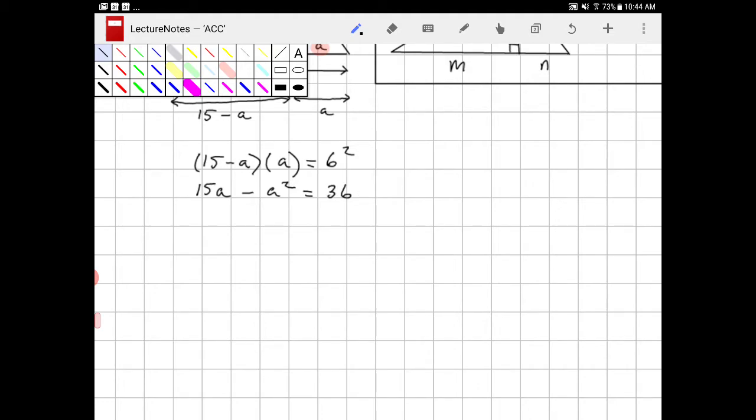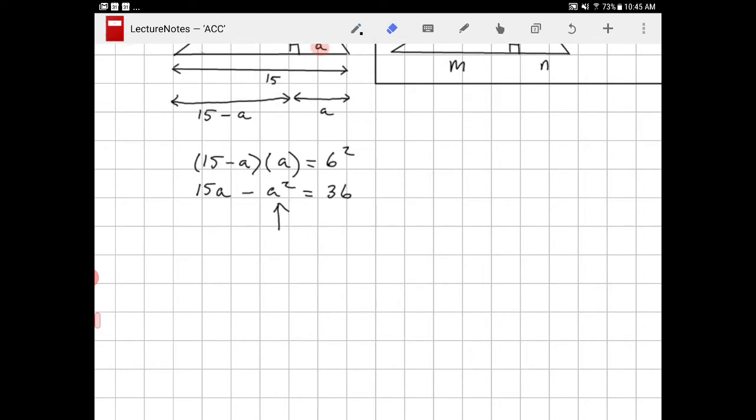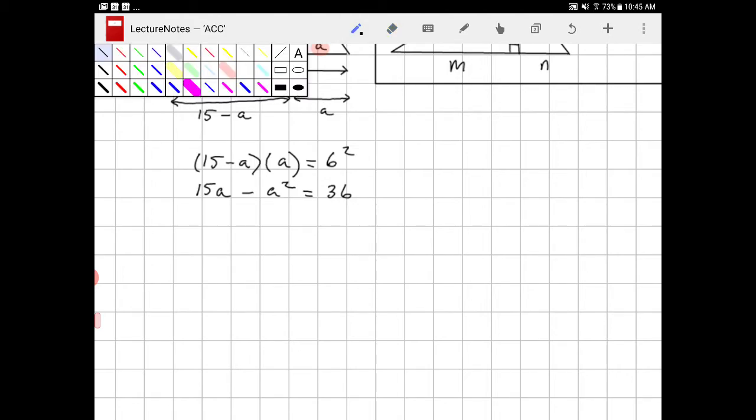I'm going to bring everything over to one side, because I recognize that if I have an equation with a variable raised to the second power, this is a quadratic equation. So a way to solve quadratic equations is to bring everything over to one side. This will end up being A squared minus 15A plus 36 is equal to 0.